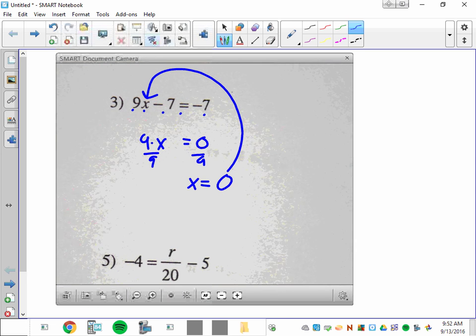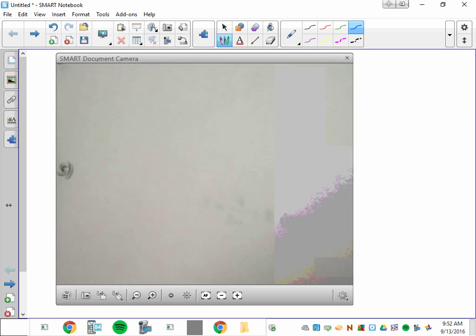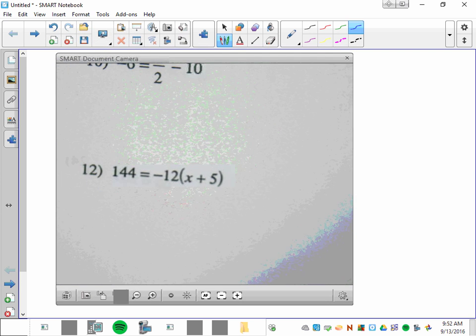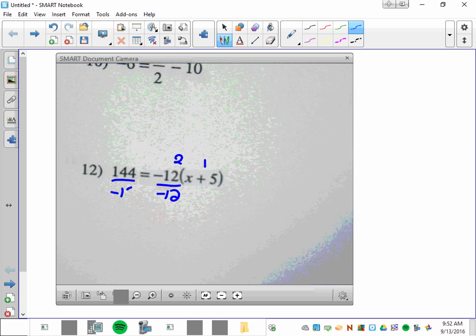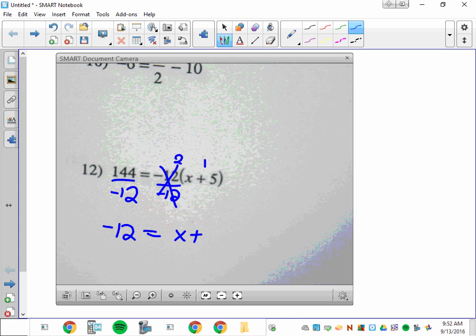Okay, look down at the bottom of the page. Number 12. This one seems a little bit more difficult. What's the first thing that happens to the x? So this is step 1, and the second thing? It's not minus 12, it's multiply by negative 12. This is step 2. So how do I undo step 2? Divide by negative 12. So if I divide this by negative 12 and divide this by negative 12, I get negative 12 equals, that turns into a 1, equals x plus 5.